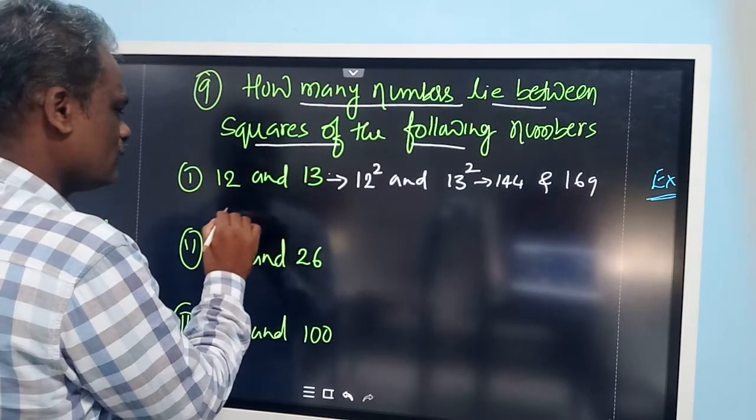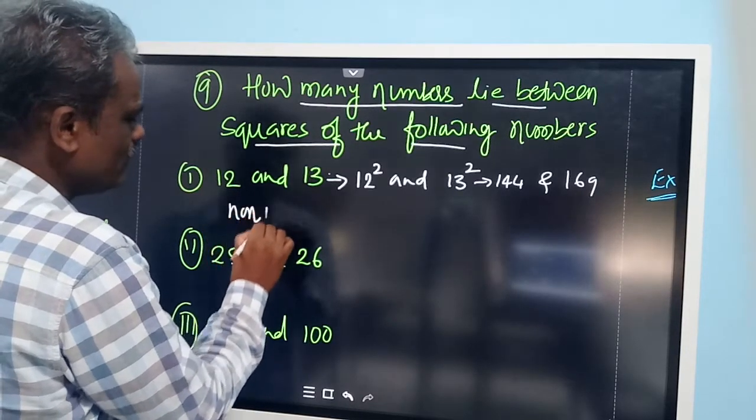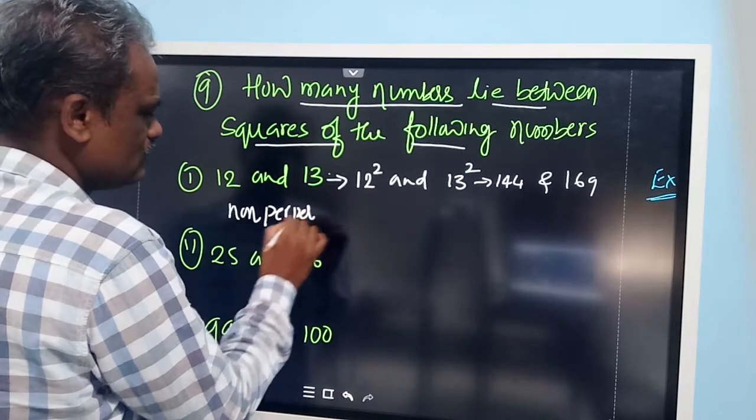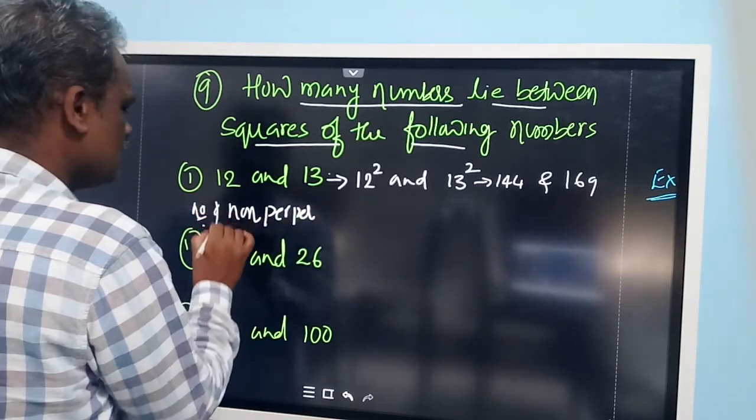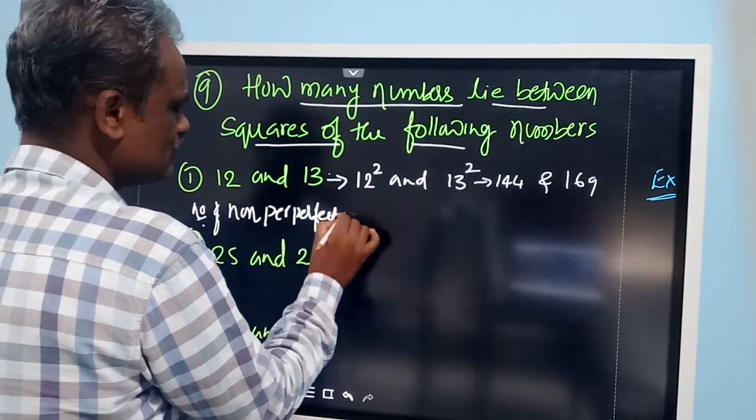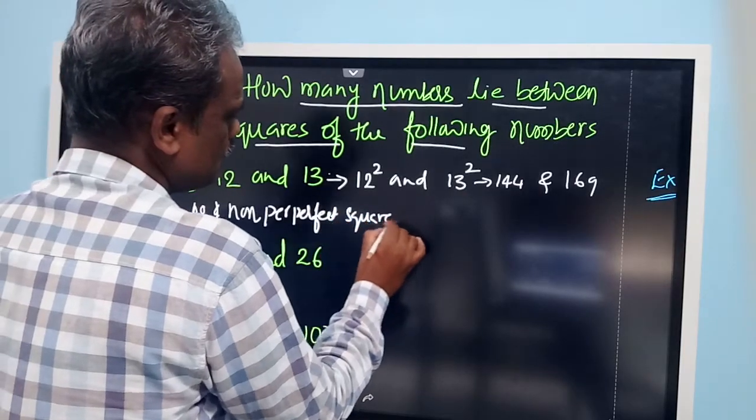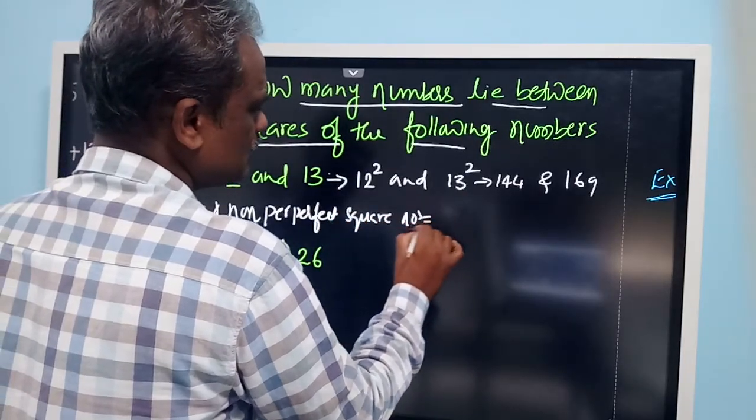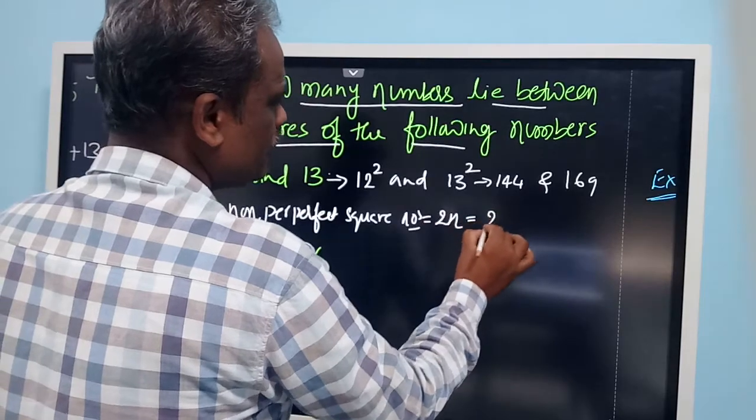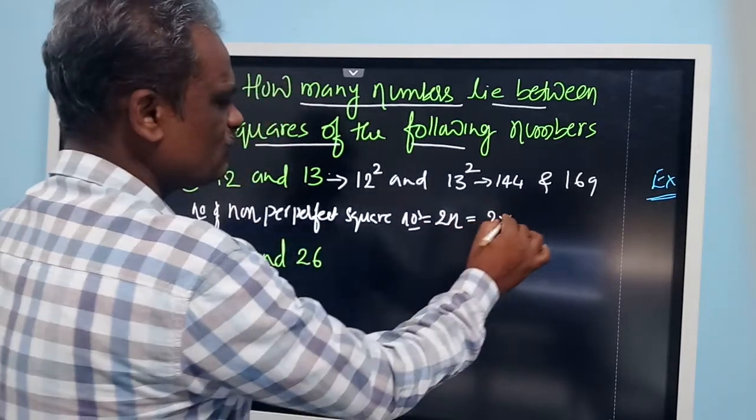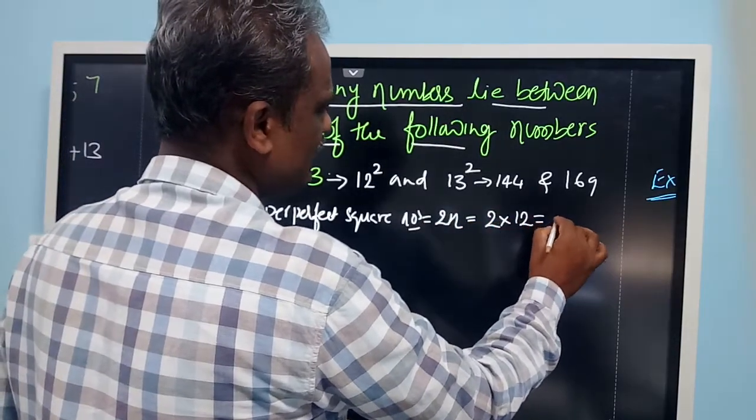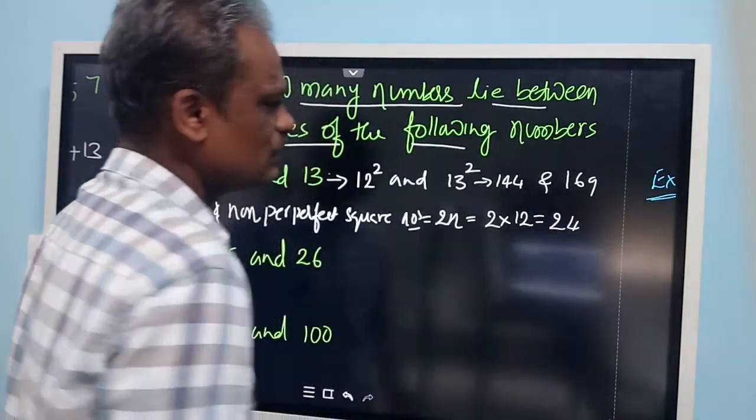So, non-perfect square numbers. The number of non-perfect square numbers between consecutive squares is equal to 2n. So 2 into n, here n is 12. How many numbers will you get? 12 2s are 24. 24.